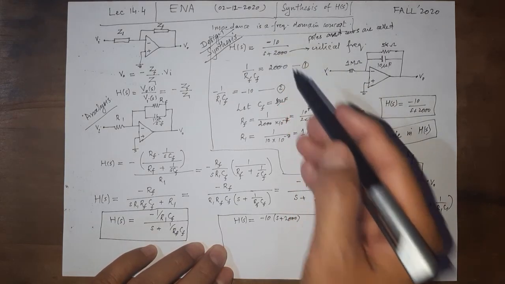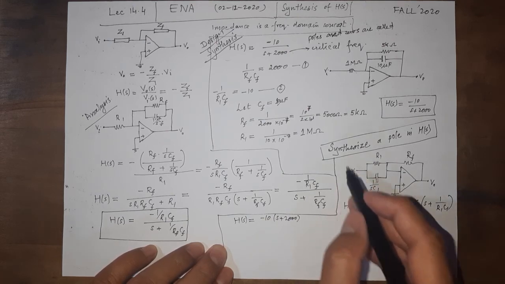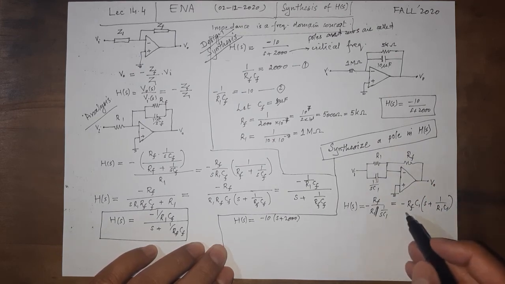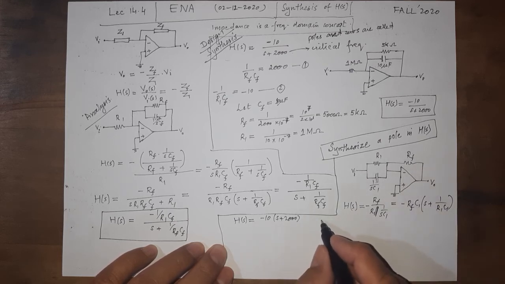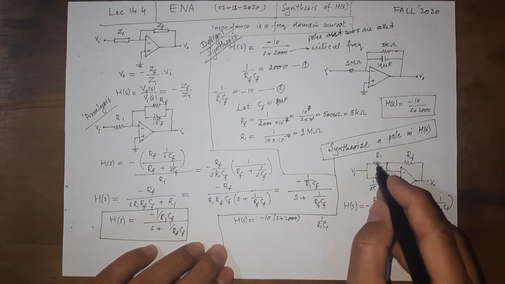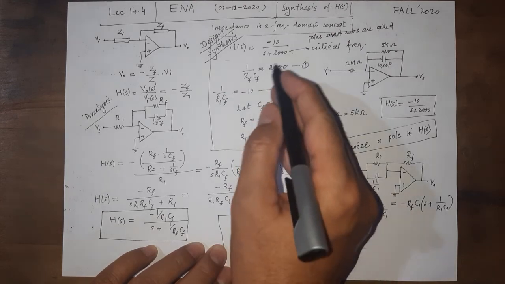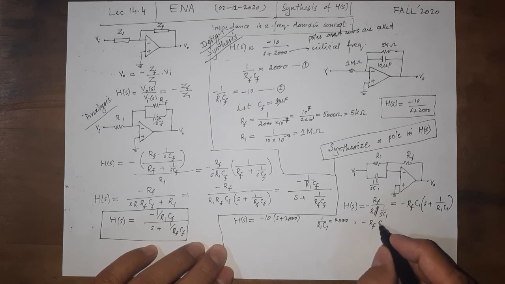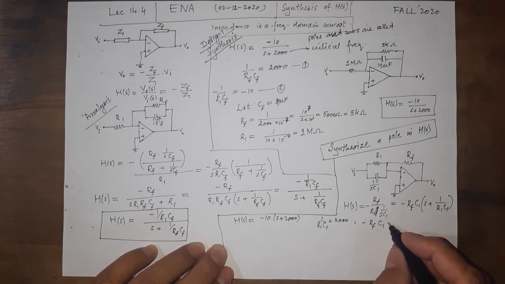Here, minus 10 over S plus 2000 in the numerator. Then we will say, okay, we know of a circuit that can make transfer functions of this form. So if we equate both of them, we see that 1 over R1 C1, the parallel R and C, the critical frequency, is going to become equal to 2000, much like the same thing here. And the other thing, minus RF over C1, now they are not in the denominator, would be equal to minus 10.